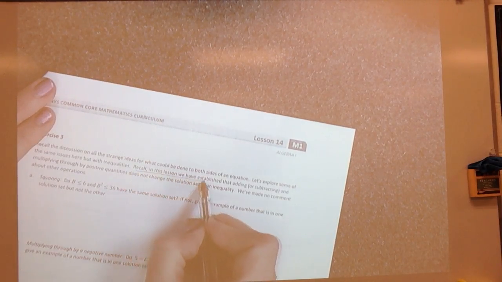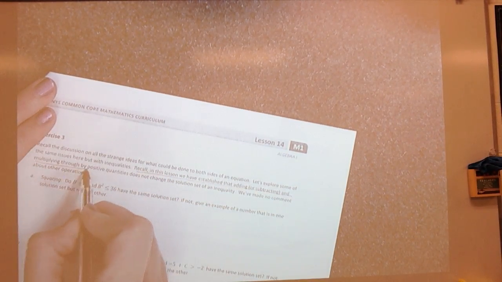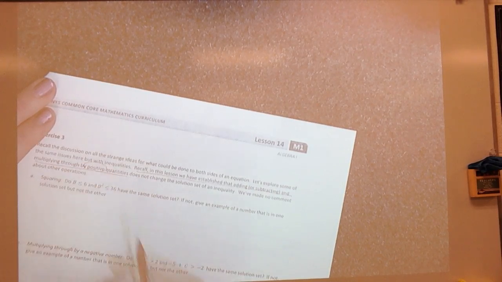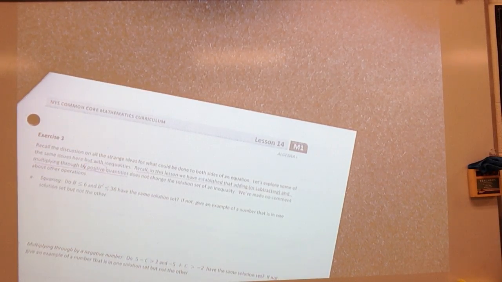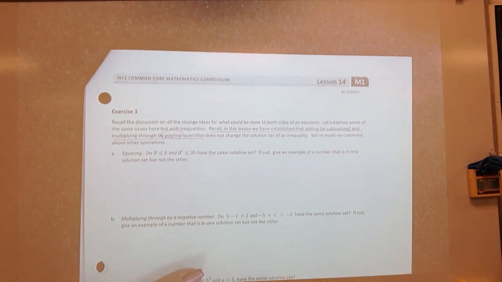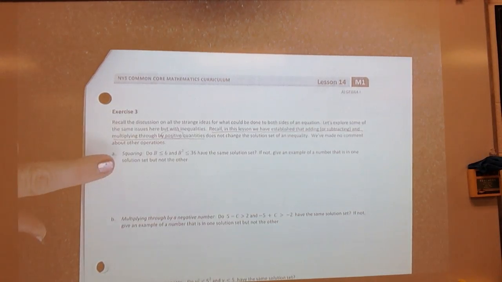Guys, right here, this sentence is very important. Adding or subtracting or multiplying with positive quantities does not change the solution set. Okay? We have made no comments about other operations. So let's talk about what happens when we square something. Do b is less than or equal to 6 and b squared is less than or equal to 36 have the same solution set? If not, give an example of a number that is in one solution set but not the other. Alright, so let's look at this.